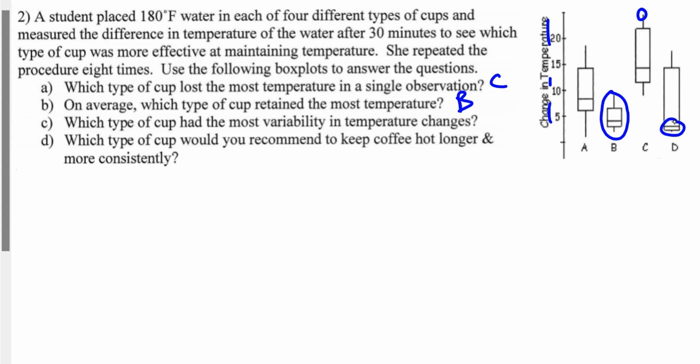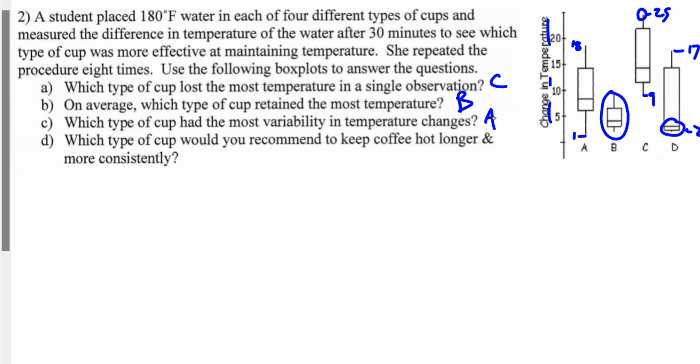Question C, which type of cup had the most variability in temperature changes? Well, you can kind of estimate that is from like, I don't know, 17 to 2, so that's a 15 spread there. And the IQR is fairly high too. If you look at this one, it might be like 25 and 9, so that's potentially a little bit higher. This one goes from like 1 to 18, that's potentially higher. So it's hard to tell exactly. They're all pretty close. But if I were to guess, I'd actually say A. I think A is the highest spread.